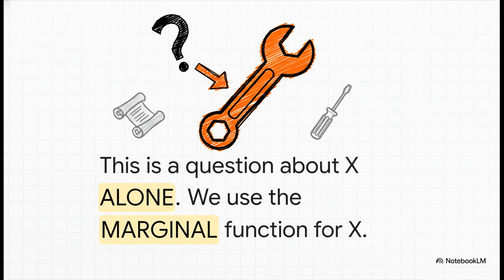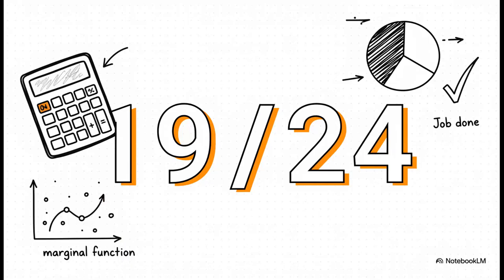It doesn't mention y at all. And that's our cue. That tells us to grab the specialized tool, the marginal function for x. We do not need the complexity of the master blueprint for this job. So we use that marginal function, run the numbers, and bam, we get our answer. 19 over 24. That's about 79%. See, our specialized tool made that job nice and simple.